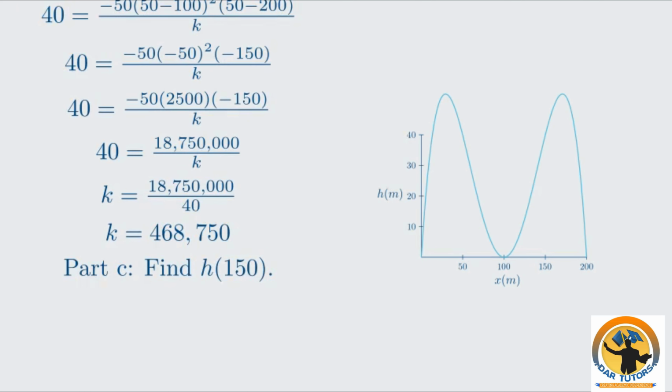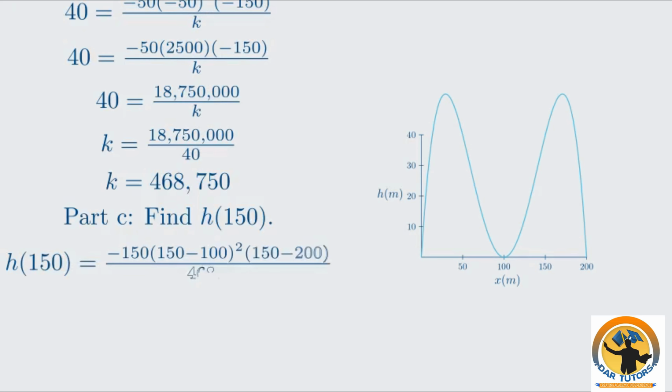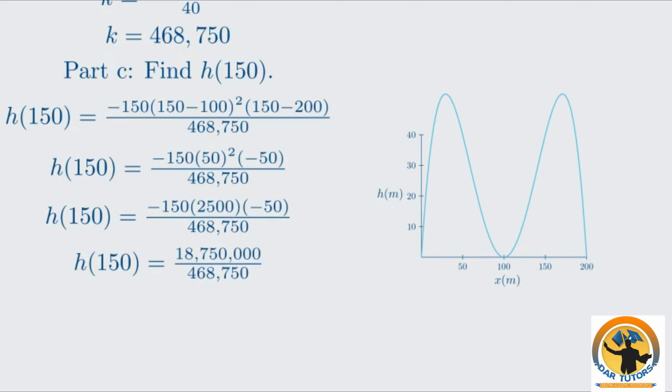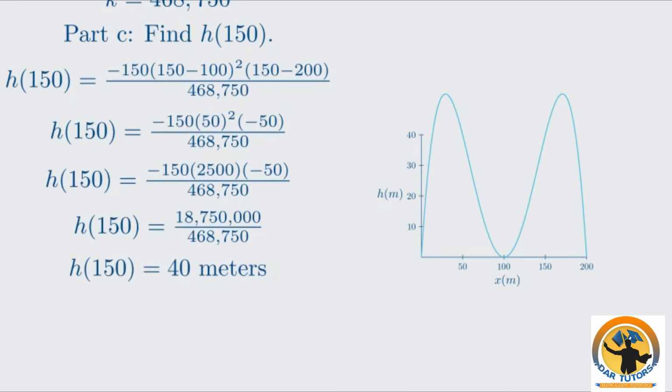We substitute x equals 150 into our equation with the value of k we just found. H of 150 equals negative 150 times 150 minus 100 squared times 150 minus 200, all divided by 468,750. Simplifying the numerator, this is negative 150 times 50 squared times negative 50. This simplifies to 18,750,000. Dividing gives us a height of 40 meters. This matches the graph, which shows a height of 40 meters at x equals 150.